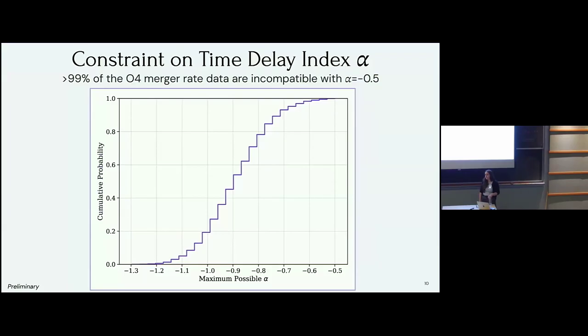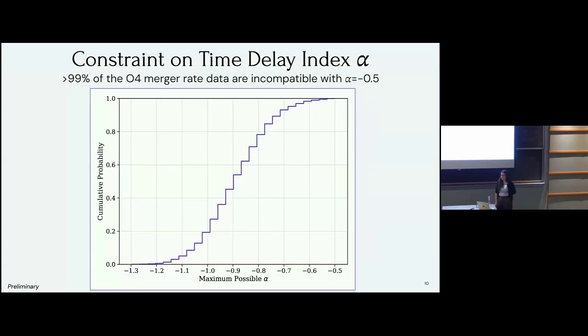Maybe I don't understand your question. We can talk more about it after, but I think that's baked into this index. Okay. Yeah. I guess that would be more like trying to connect that back to the formation channel that would produce a time delay with that distribution.